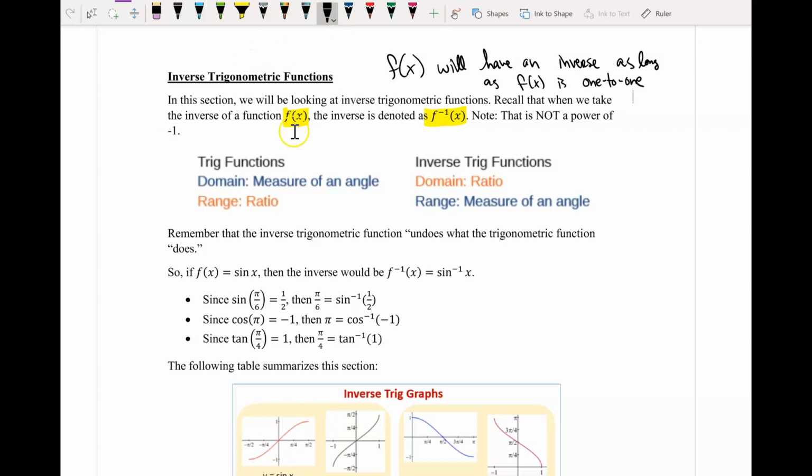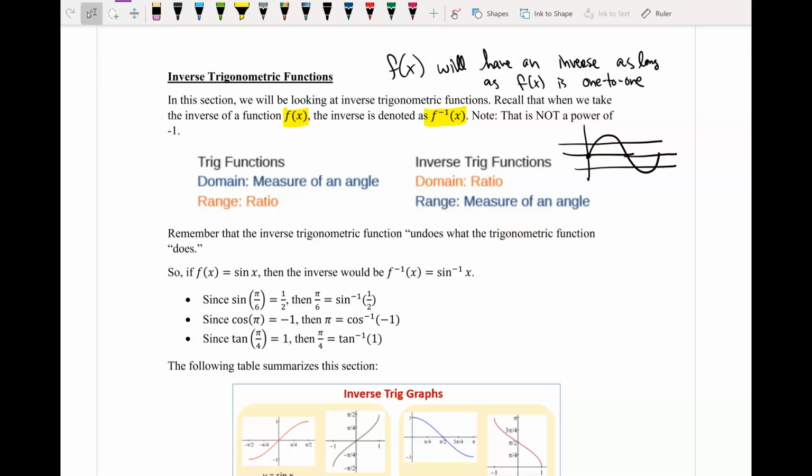When you think of sine and cosine, those are not going to pass the horizontal line test. If you look at cosine, it fails because for every x value, there are too many y values. Same thing with sine. But one of the things that we can do is restrict it.